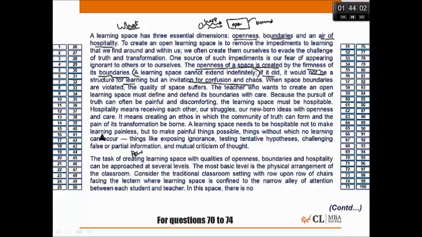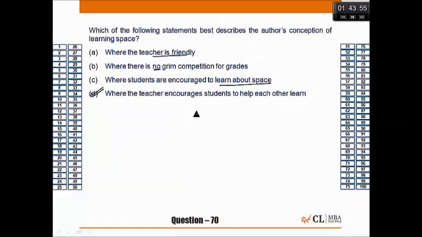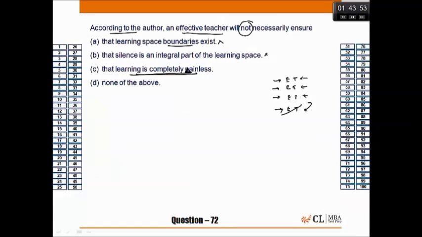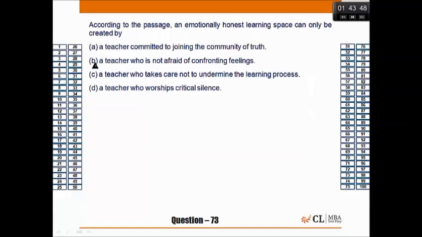Where was it? Yeah, I'm sure. As learning space needs to be hospitable, not to make learning painful, but to make painful things possible. To say therefore that learning is completely painless is wrong. So it would be C. Great.